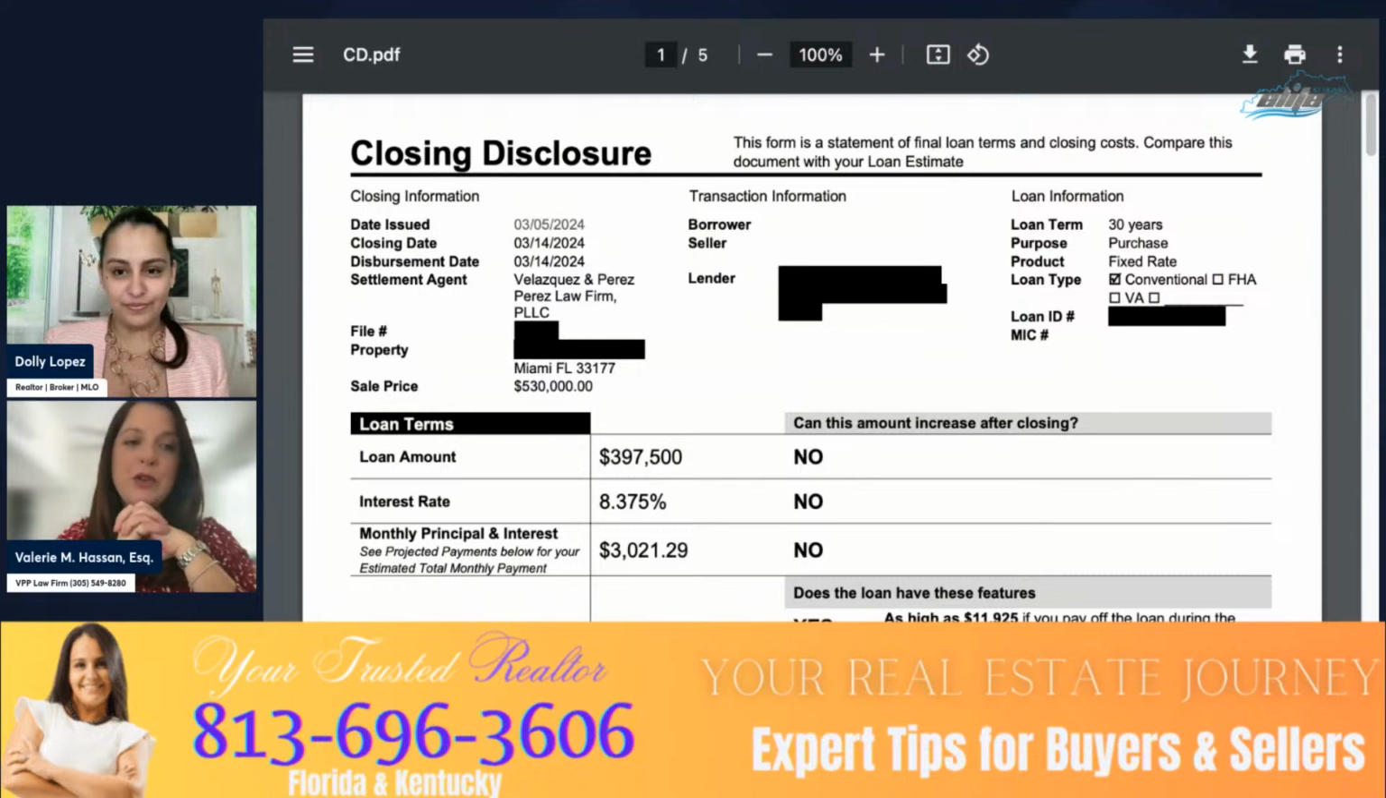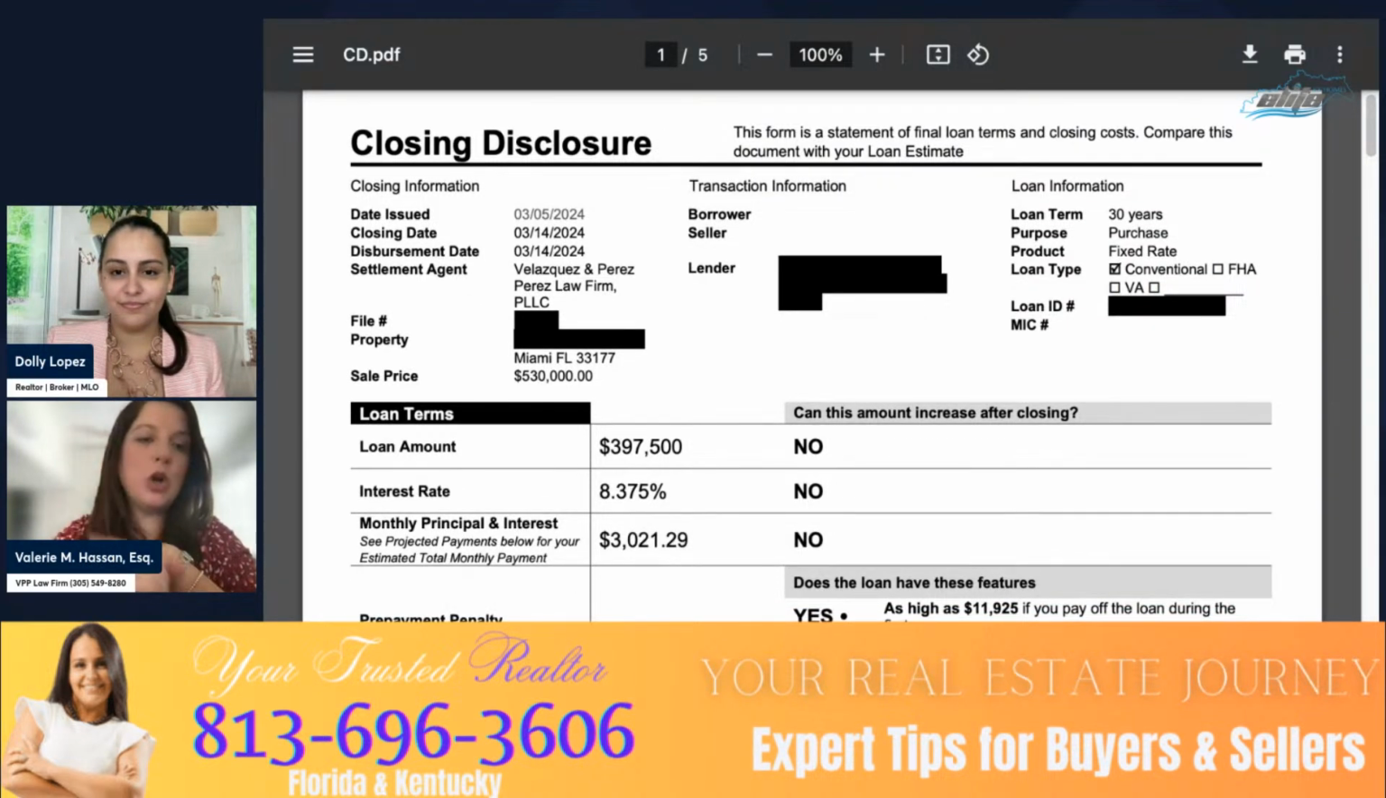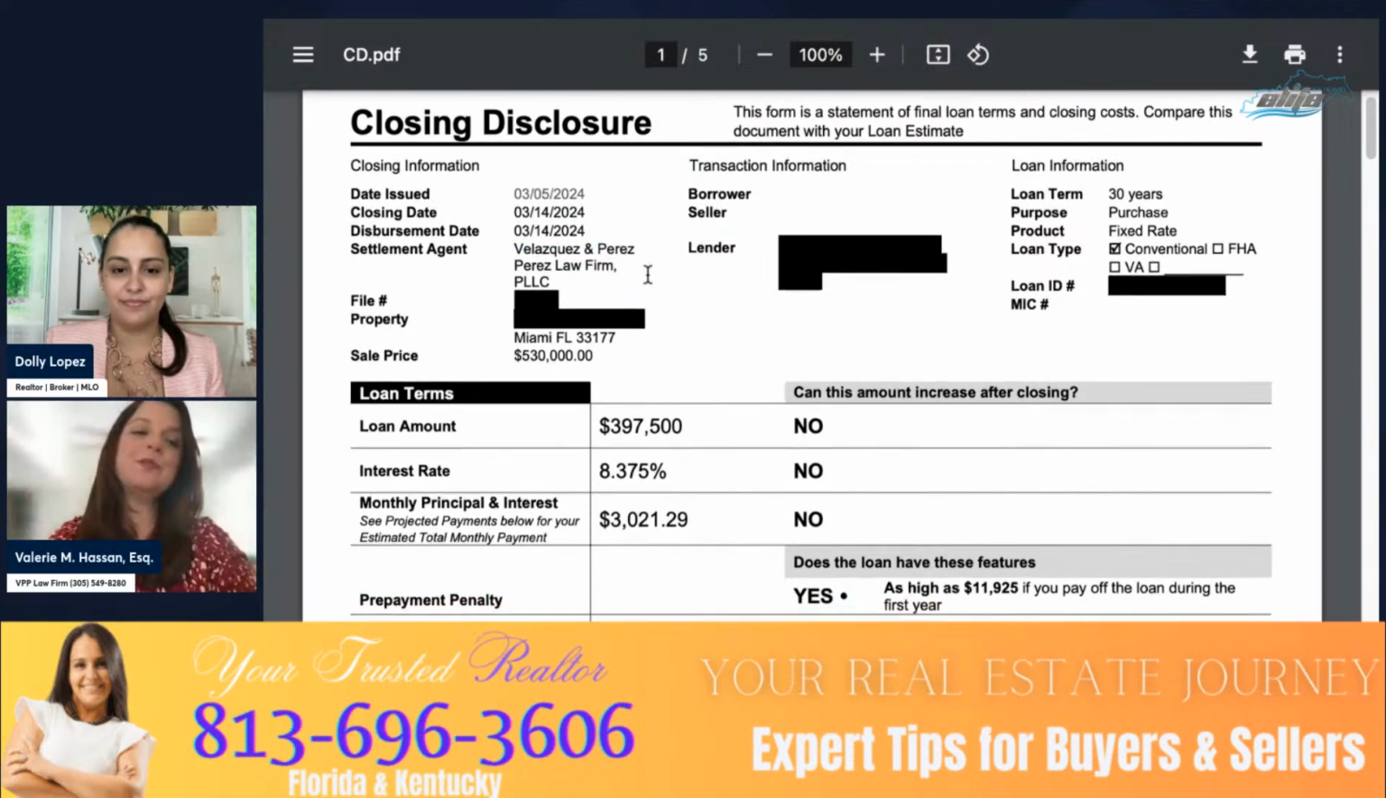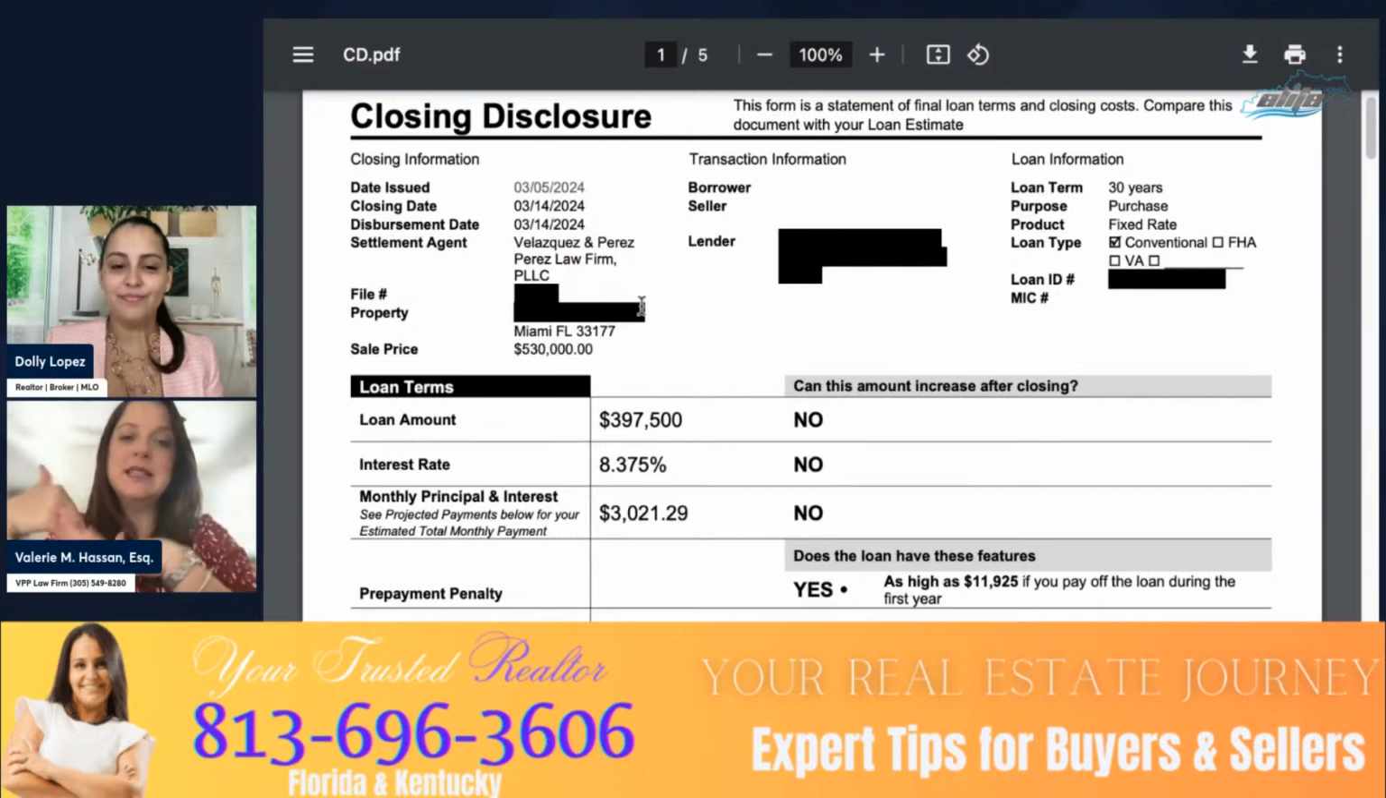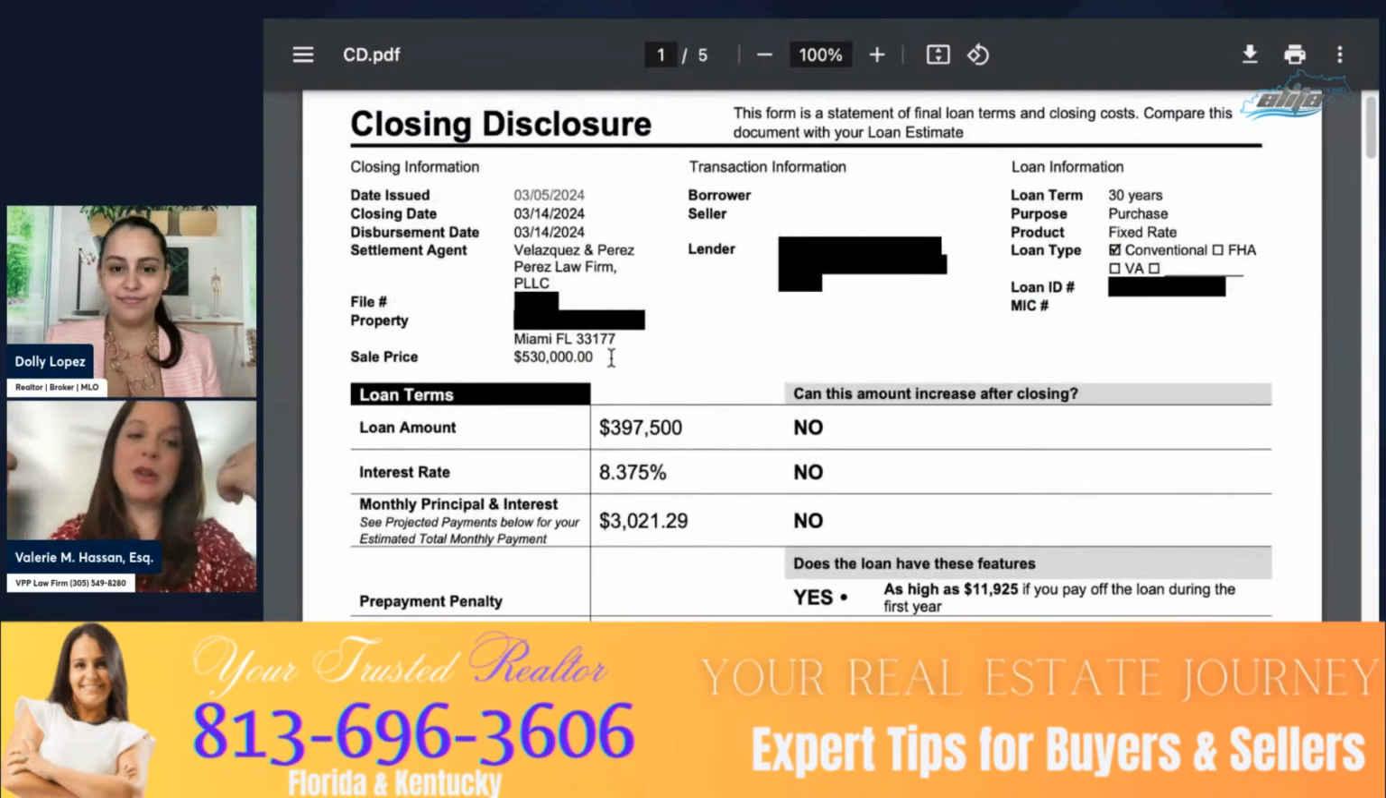Yeah. So the very first page is basically a summation of the loan, right? If you see the very top part of this closing disclosure, it says closing disclosure in bold at the top. CD, they mean the same thing. So it's going to give you the basic information, right? It's going to let us know when we're closing. It's going to let us know who's our title agent. And as you see there, it says settlement agent Velasquez and Perez Law Firm. It's going to tell us the sale price. It's going to tell us who the borrower, who the seller, who the lender is. And then it's going to give us some basic terms for our loan.